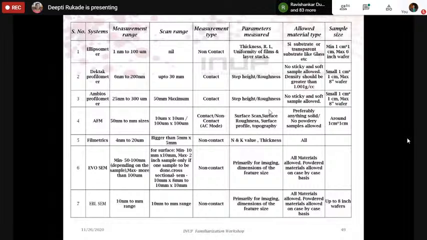So to summarize, we have an ellipsometer that we can use to measure from 1 nanometer to 100 micrometers. And then we have a DEKTAK from 6 to 200 nanometers, and the other profiler from 25 to 300 micrometers, and AFM from 50 nanometers to millimeter sizes. Then we have Filmetrics, which is similar to ellipsometry for thickness measurement, from 4 nanometers to 20 microns. EVO SEM for SEM imaging, and EBL SEM from 10 nanometers to millimeter range.